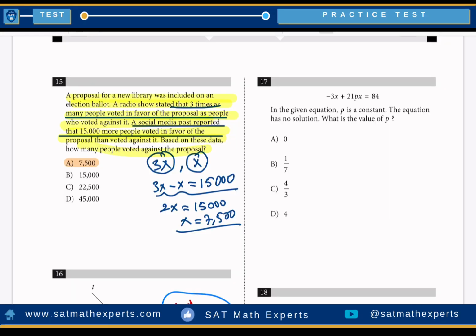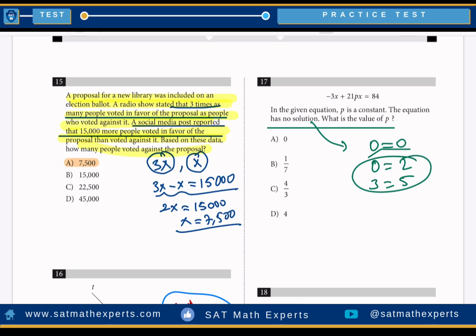In the given equation, p is a constant, any number. The equation has no solution. What is the value of p? So this is a really good question. No solutions. If you remember from our videos, if 0 equals 0, we said infinitely many solutions, or all real numbers. If 0 equals 2, or any two numbers like 3 equals 5, in this kind of case, we said there is no solution.